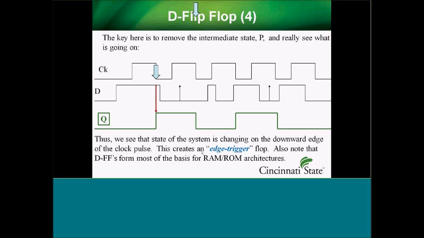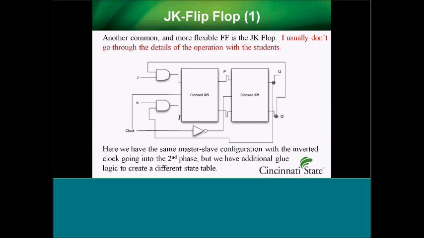All right. Oh, yeah, I forgot I had some things here. Yeah, so the negative edge, so on each of these downward edges, it reads this signal. And so this is what's come about using this two-stage system. Okay, so the next flop that we talk about is the JK. So this is what the JK looks like.